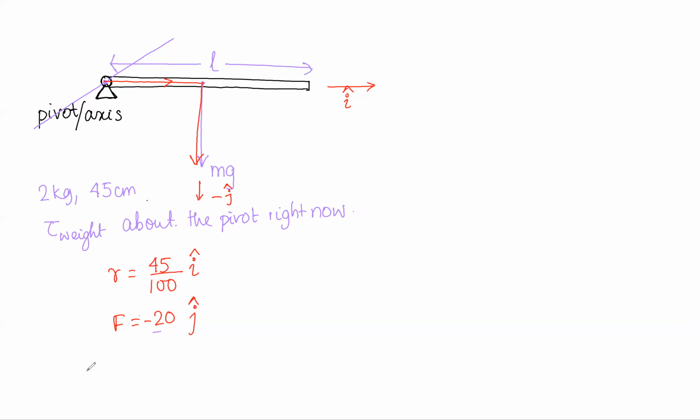And now you can calculate torque is equal to R cross F. Torque vector is equal to R cross F, which is 45 by 100 i cap multiplied by minus 20 j cap. So it is i cap cross j cap. You might remember i cross j is equal to k. You might have known this way of calculating cross products. So this right side term is k cap. What about the left side term? 45 into 2 is 90, that's minus 900. So you will get minus 9 k cap.